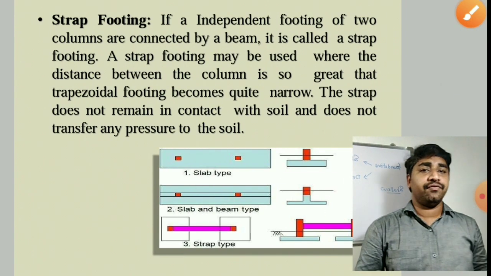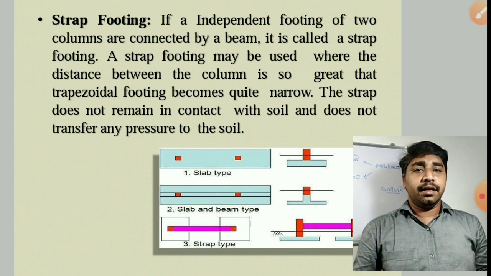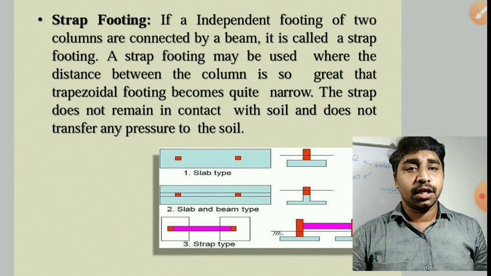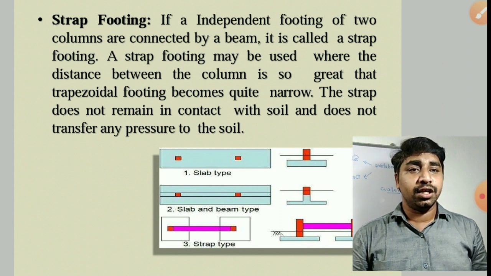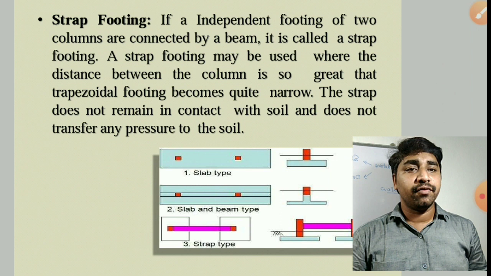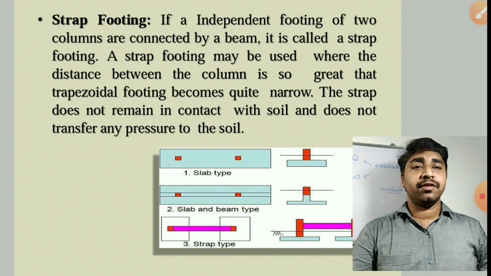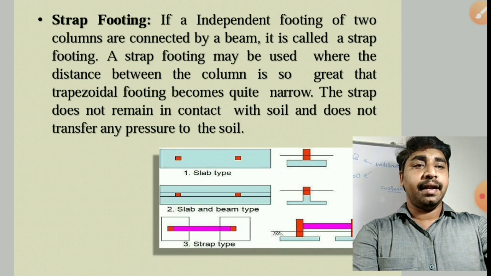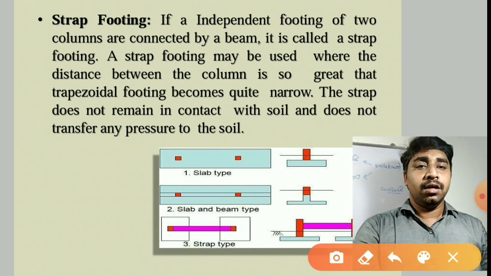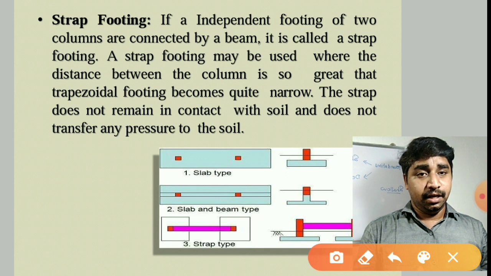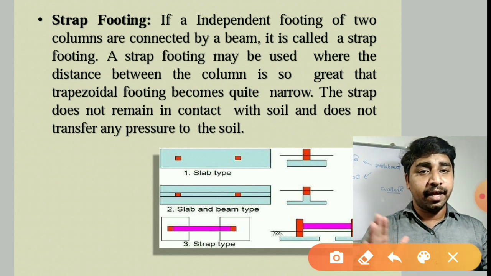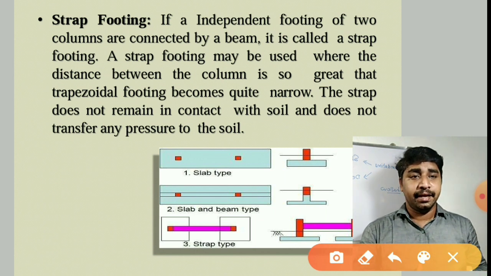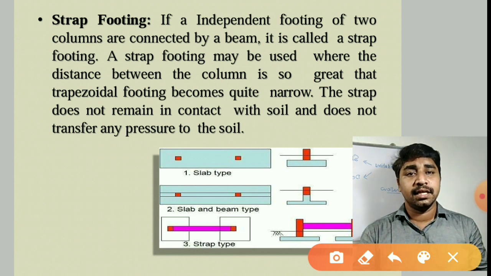Strap footing. If the independent footings of two columns are connected by a beam, then it is called strap footing. A strap footing may be used where the distance between the columns is so great that a trapezoidal footing becomes quite narrow. So if the two columns are separated by a very large distance and a combined footing is very much essential there, in those cases we'll be adopting this strap footing.